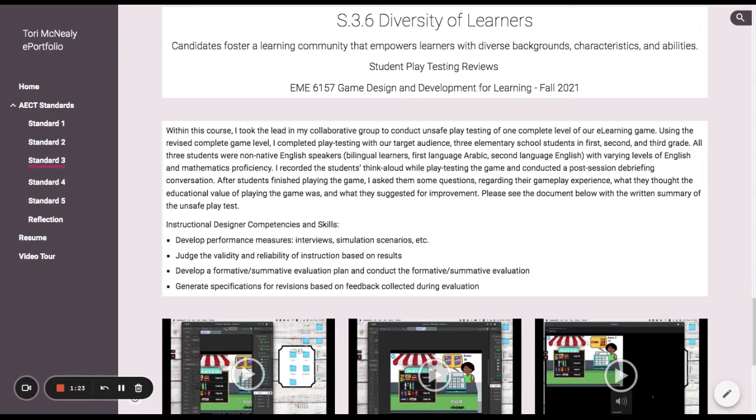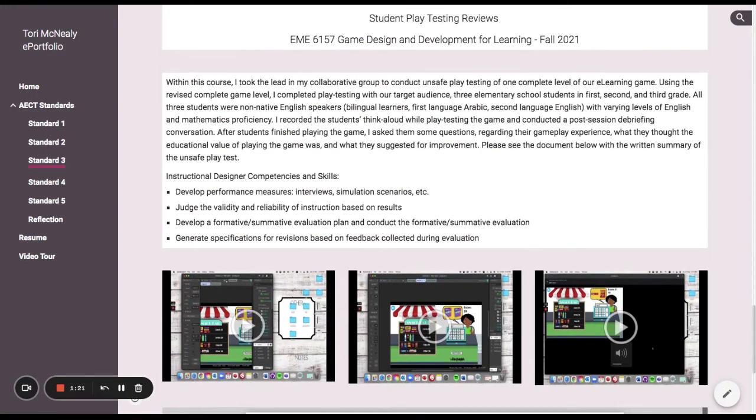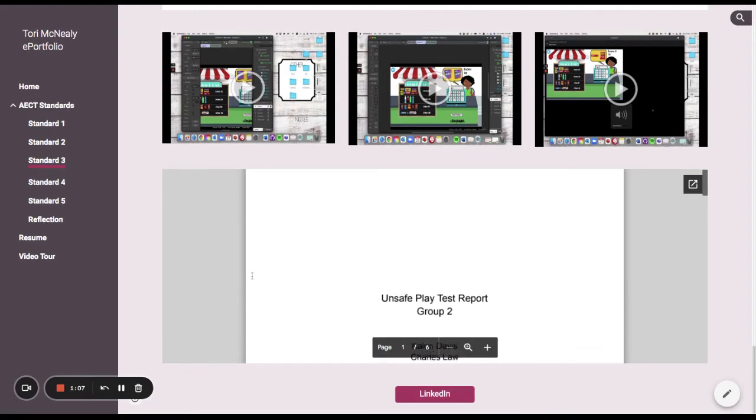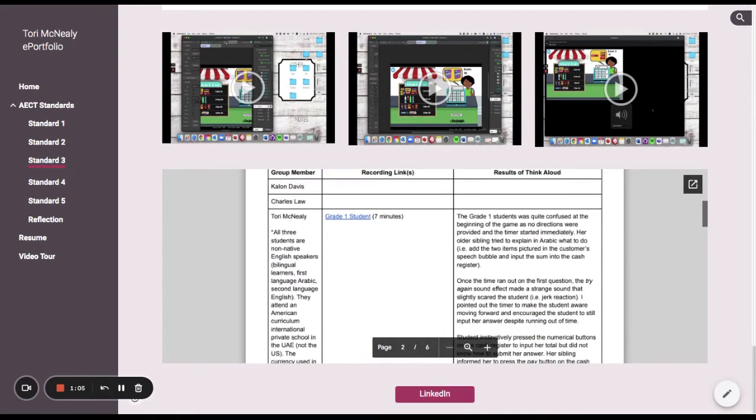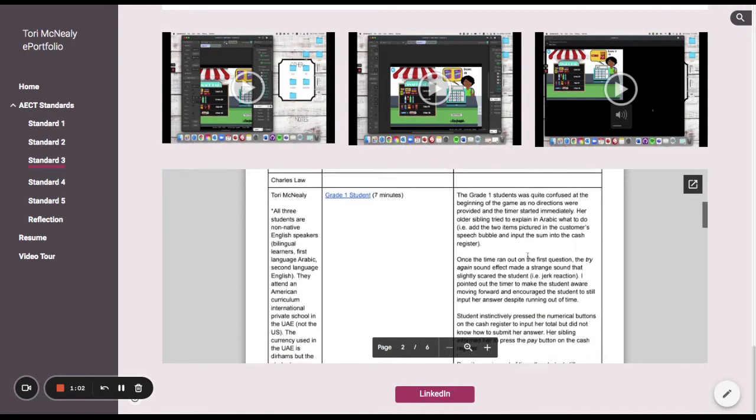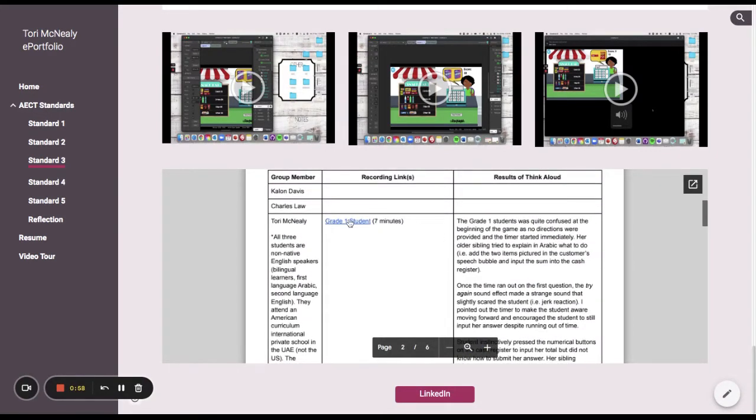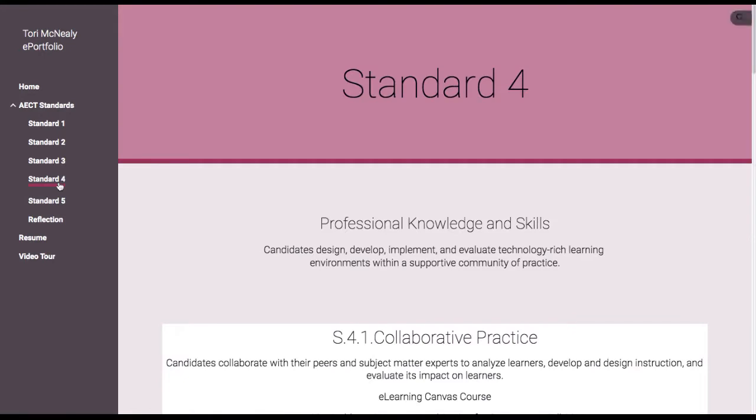and showcase their abilities. It also helped us to gain some feedback in order to make changes, revisions to our game based on the feedback that I collected during this evaluation. And then I included the playtest report, specifically the results of the Think Aloud that my students did, and also links to each one of the videos, but they're up here anyways. Now let's move on to standard number 4.